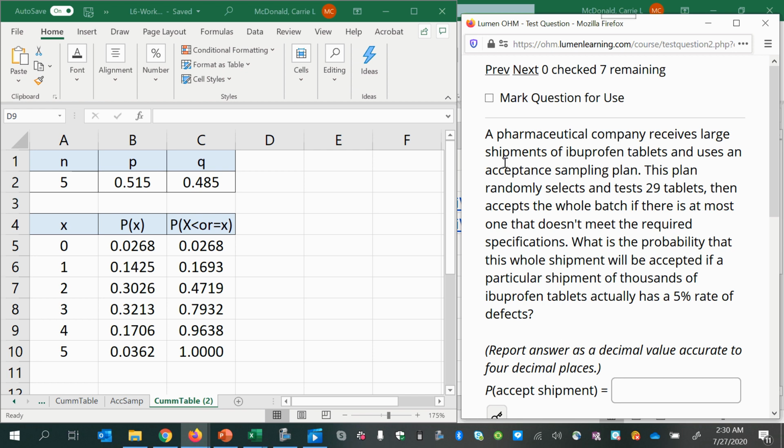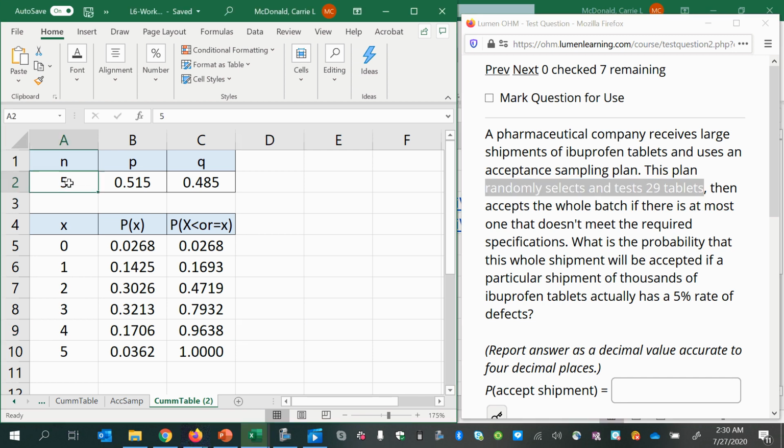All right, so the probability that the shipment will be accepted. Let's review. We're going to randomly select 29 tablets, so that's 29 trials, and over here I have a probability distribution that I created for a previous problem. I'm just going to reuse it because I set it up to recalculate for me. So now I have 29 trials, then accepts the whole batch if there is at most one that doesn't meet the required specifications.